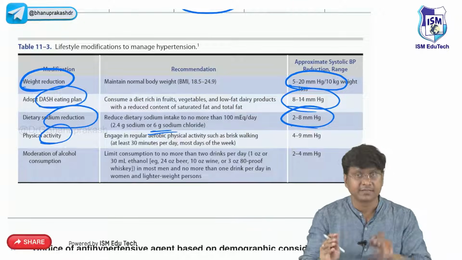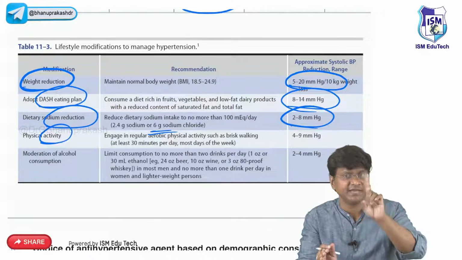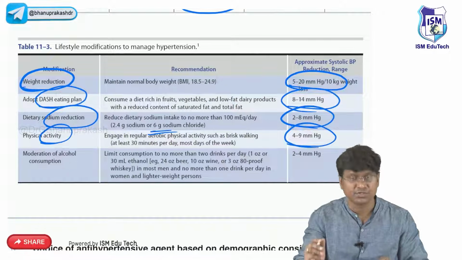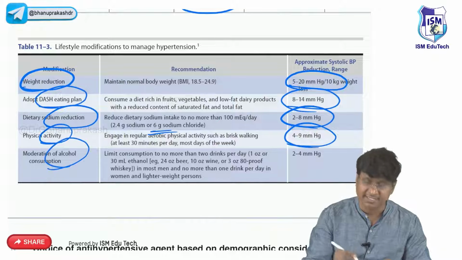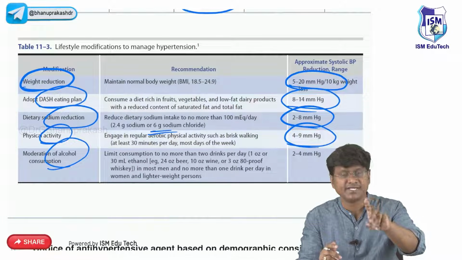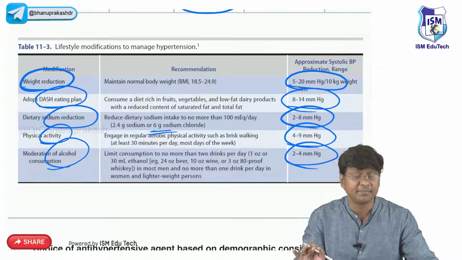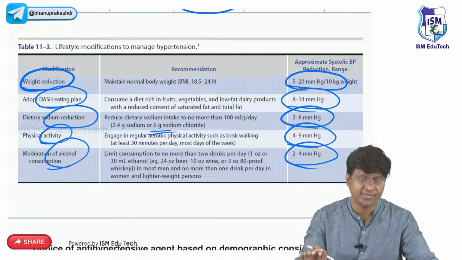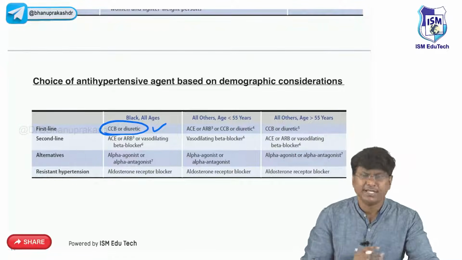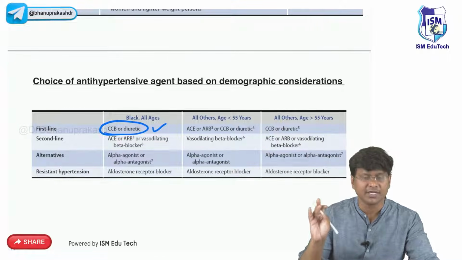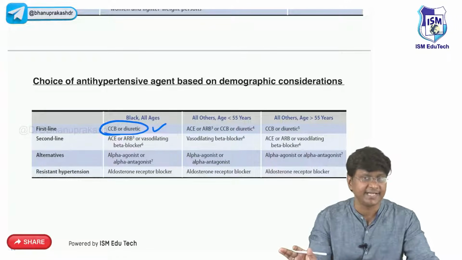And physical activity, that is 30 minutes of brisk exercise 5 days in a week, will reduce the systolic blood pressure by 4 to 9 millimeters of mercury. Moderate alcohol consumption, that is 2 drinks in males, 1 drink in females, will reduce the systolic blood pressure by 2 to 4 millimeters of mercury. And if the question is asked, what is the first line antihypertensive? In all the age groups, either calcium channel blocker or diuretics, and that too which diuretic? Thiazide diuretic. That is the first line antihypertensive.